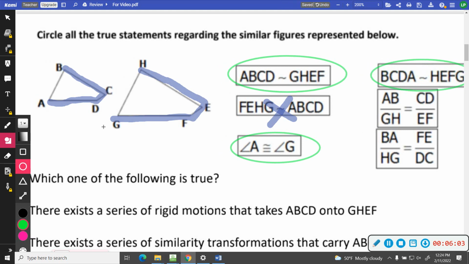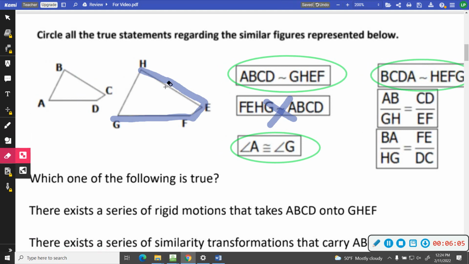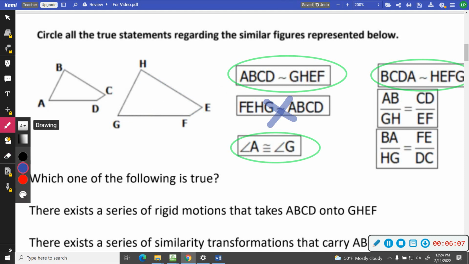Now we're going to talk about proportions. And they do AB to GH. So I went left to right. That's fine. Those are proportionate. And then they go CD to EF. And notice they went left to right, left to right. So that one would be true.